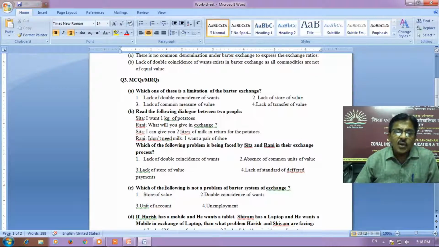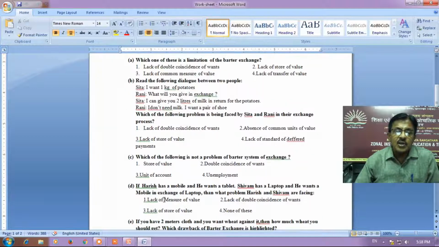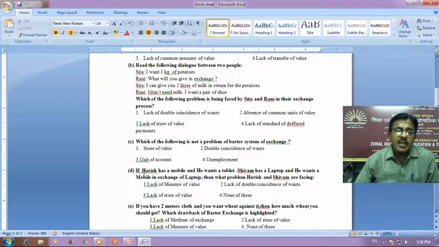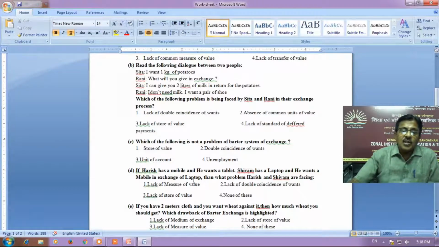Which of the following is not a problem of barter system of exchange? From these 4, you have to say. Number D, if Haris has a mobile and he wants a tablet, Shivam has a laptop and he wants a mobile in exchange of laptop, then what problem Haris and Shivam are facing? So out of these 4, you have to clarify.